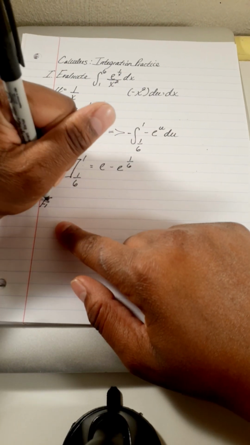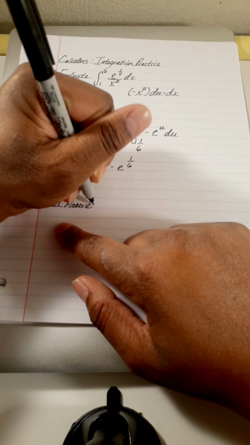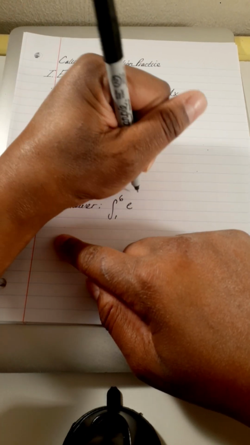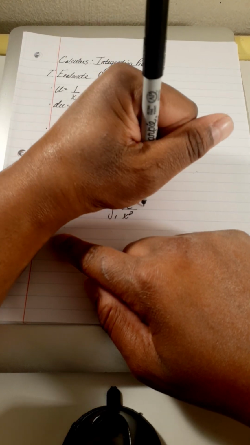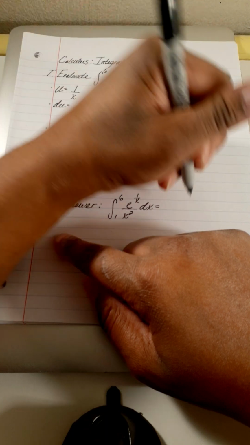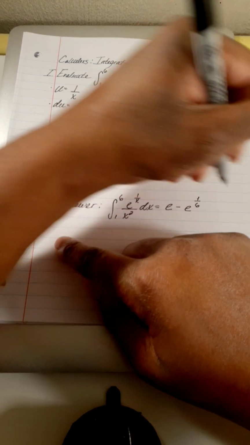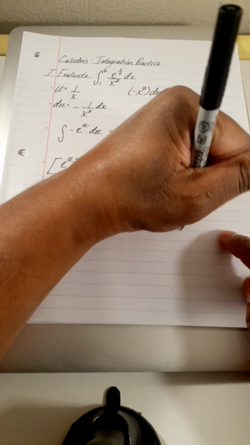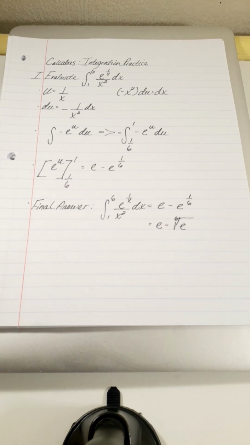So your final answer for this integral, this is a pretty easy, pretty quick one. From 1 to 6, it was e raised to the 1 over x divided by x squared dx. The answer here is going to be e minus e raised to the 1 over 6. Also, if you want to, you can write this as e minus the 6th root of e. You can write it that way too if you want to. All right, so that's your answer. So let me circle that for you.